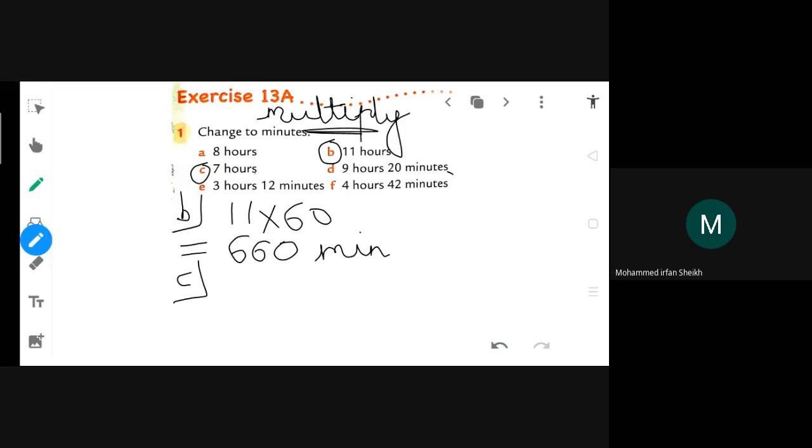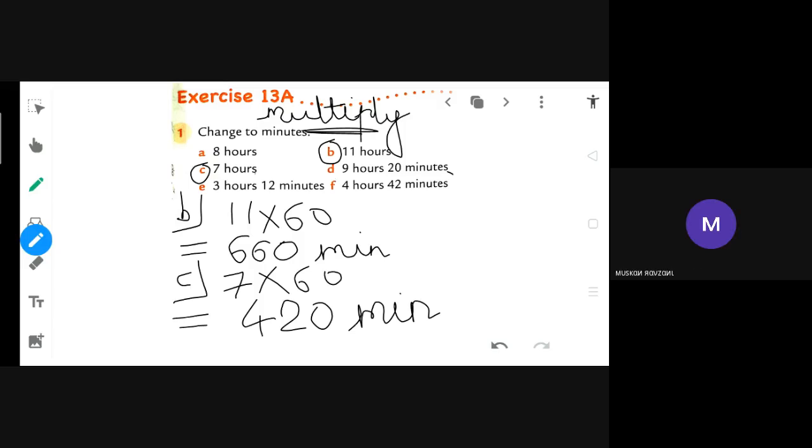Ma'am, in C, 7 multiplied by 60. Very good. So what will be the answer? 7 sixes are 42 and we have to put 0. So 420 minutes. Very good. So match your answer for this also and everyone say whose answer is right. Ma'am, my answer is right, Iman. Muskan. Ma'am, my answer is right, Kadri Zoha. And ma'am, my message box is not coming, that's why I'm not writing my name. Okay, okay. My answer is right, Iman.